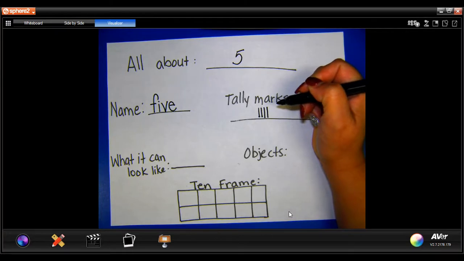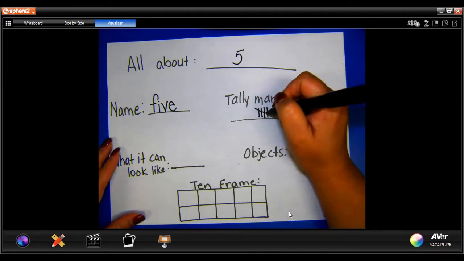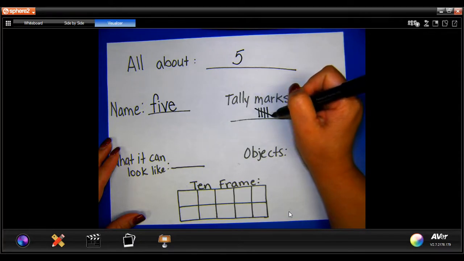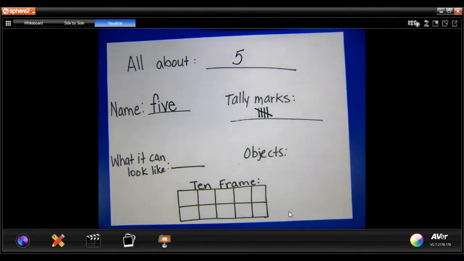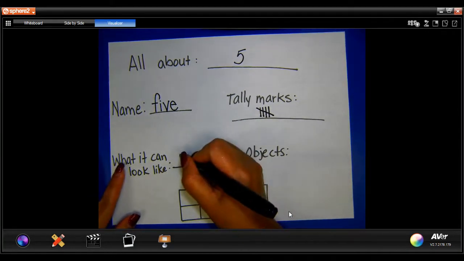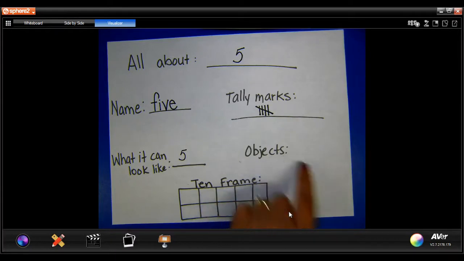Do you remember what we do when we get to 5? We draw a line this way. Remember that? So it's 1, 2, 3, 4, but we also count this one, 5. Those are our tally marks. Okay. And number 5 typically looks like this. This is how it usually looks. 5.